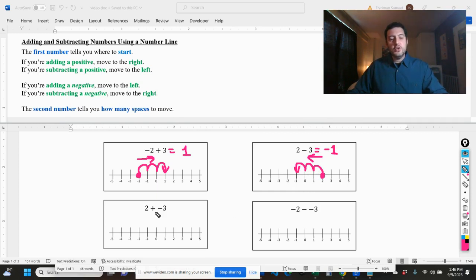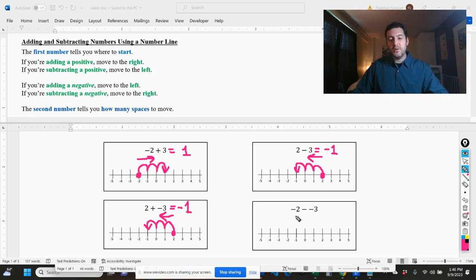Next example, 2 plus -3. The first number is +2, so we will start at +2. In this case, we are adding a negative. If you're adding a negative, you move to the left. So let's draw an arrow indicating that we are about to move to the left. How many spaces? The second number is -3. As far as how many spaces we're going to move, we only care about the absolute value though. So 3, we're going to move 3 spaces to the left. 1, 2, 3. And the answer to this problem is also -1. That's where we ended up on the number line.